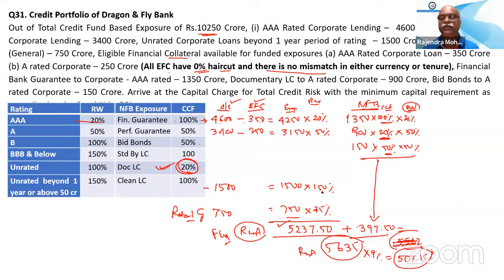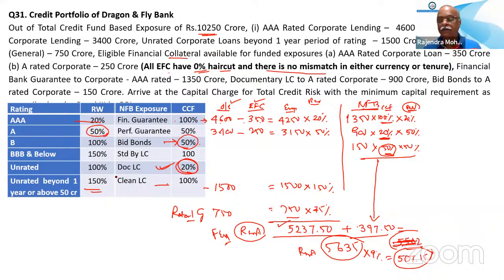Now tell me where is the confusion? Non-fund based, why you have confusion? Last one, sir. Why 150? Bid bond to A-rated corporate. Bid bond, what is the CCF? Bid bond CCF is given here 50%, right? Yes, sir. So I have taken 50%. Now it is A-rated corporate, so risk weight for A-rated will be 50%. So in non-fund based you have to take both things, CCF and then risk weight. Okay.